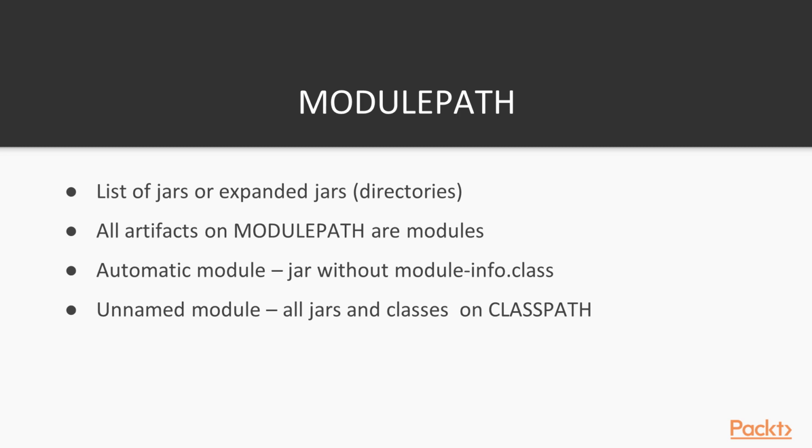Module path. The module path is the module version of the class path. It contains a list of module jars or expanded directories to allow non-JDK modules to be located. All artifacts in the module path are turned into modules with two special modules: the automatic module, which is a jar file without a module-info.class. The module name here comes from the manifest file, where there's a field Automatic-Module-Name, and if that doesn't exist, then you would just use the file name of the jar file. And then we have the unnamed module, which is all the other jars and classes on the class path.